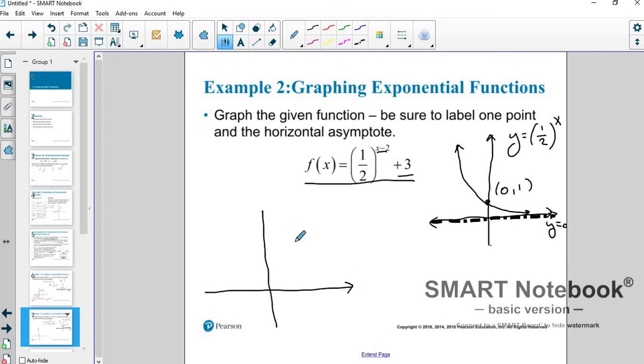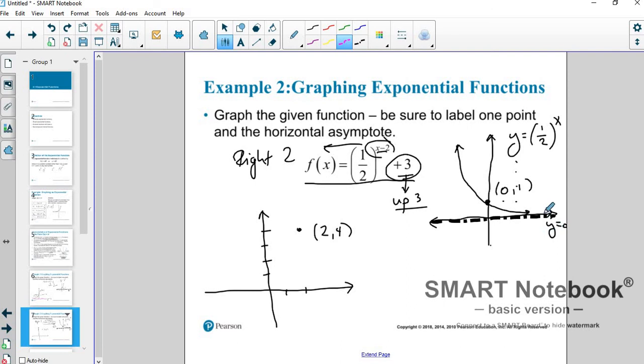So what's going to happen? What does the x minus 2 do? Right, that moves you to the right 2. What does the plus 3 do? That moves it up 3. So we're going to take this point and we're going to go right 2 and up 3. That's going to get us to the point 2, 4. All right, label that. And then, of course, where's your asymptote now? If it was at y equals 0, and you go up 3, then you're now at y equals 3.